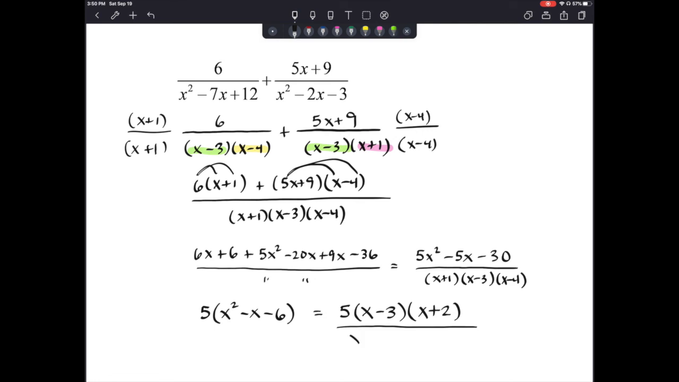And that is over our quantity of x plus 1 times our quantity of x minus 3 times our quantity of x minus 4. And you'll see now we can simplify just a little bit. And our answer will be 5 times the quantity of x plus 2 over x plus 1 times the quantity of x minus 4.